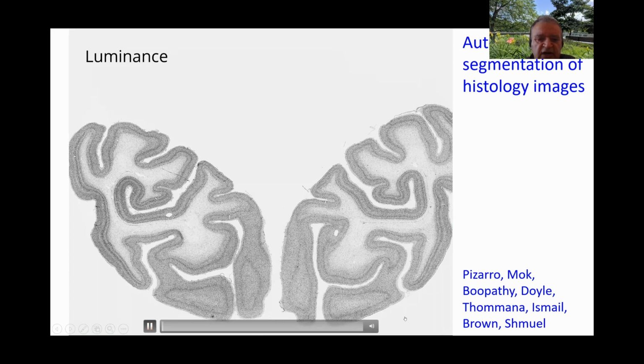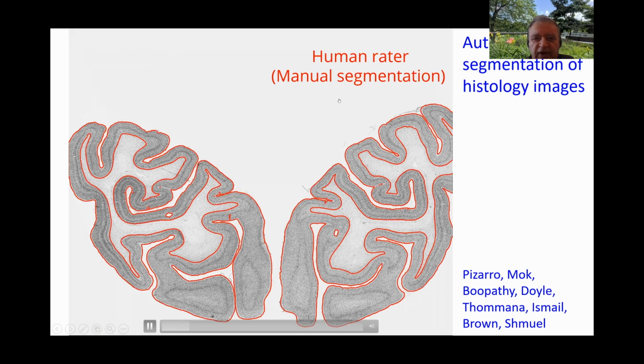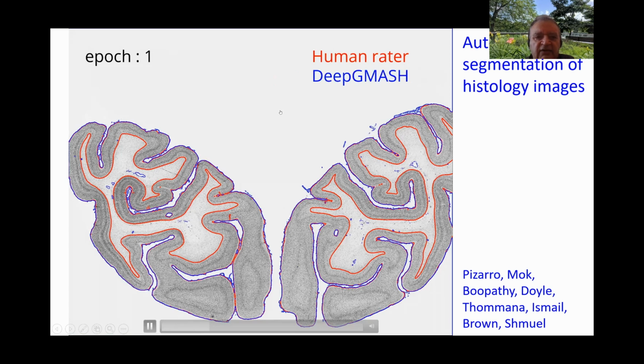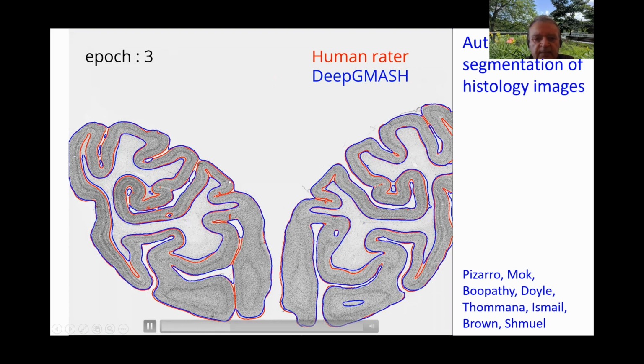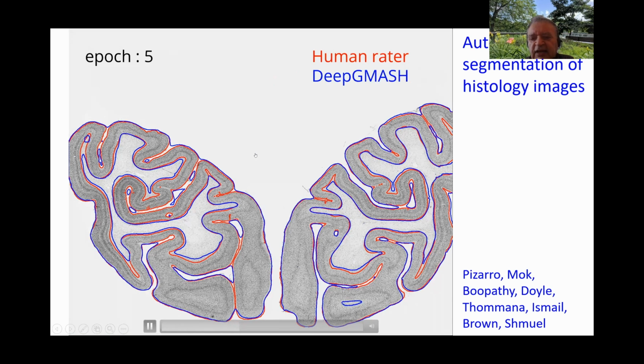So here's the demonstration. The red contours were made by a human rater. This is manual segmentation. And as the iterative process of deep learning proceeds, you can see that the blue contours merge and segment pretty well the gray matter in this myelin-stained histology.